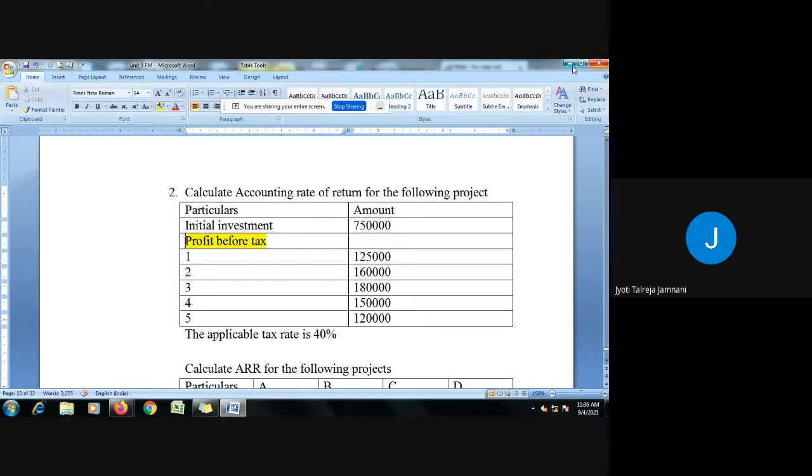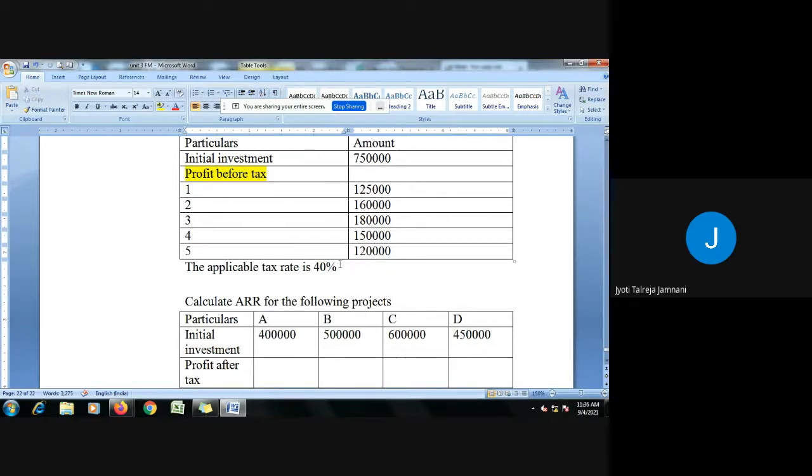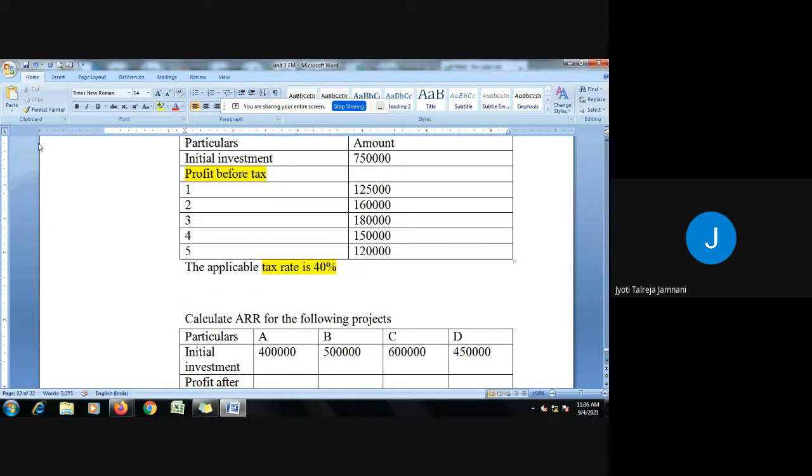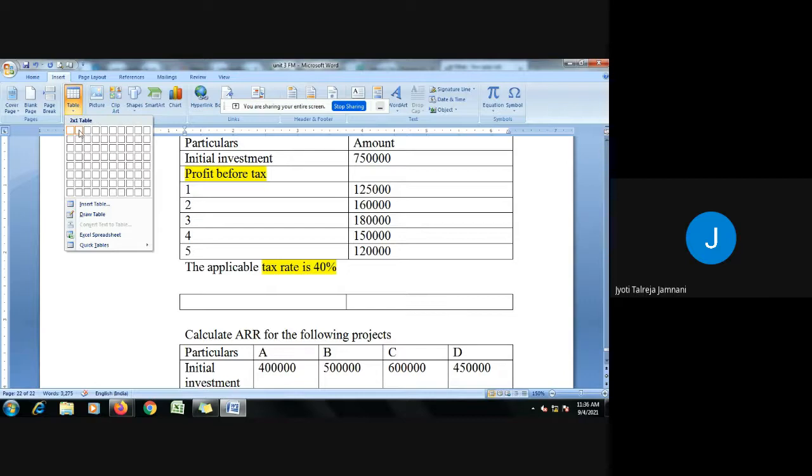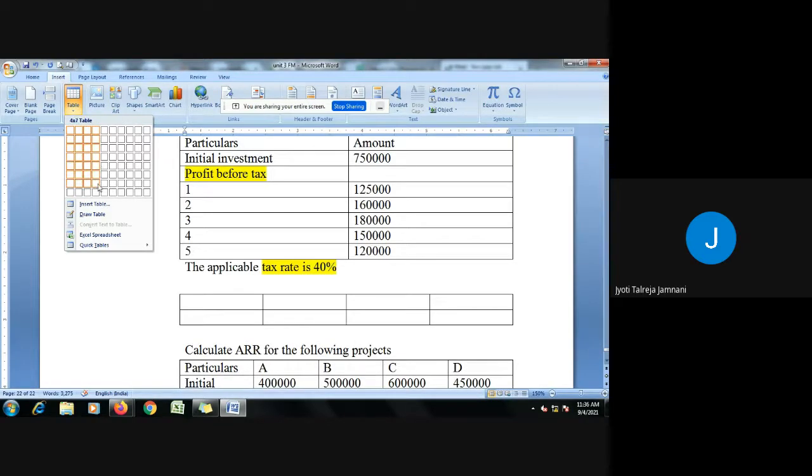So we have to first find the profit after tax. For that purpose, if you observe, they have also given you the tax rate. So we will recreate the table and find the profit after tax. We'll write here in columns: one is year, one is profit before tax, tax, and profit after tax. Totally 4 columns we will need.